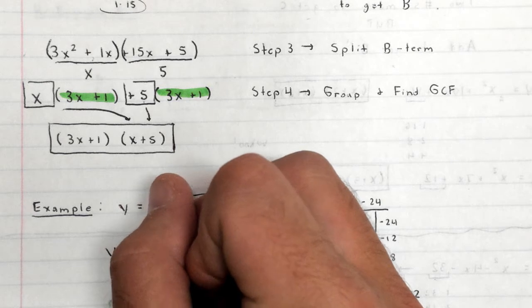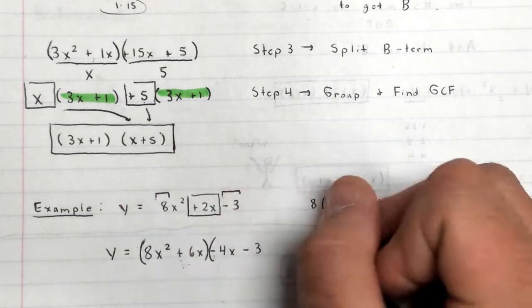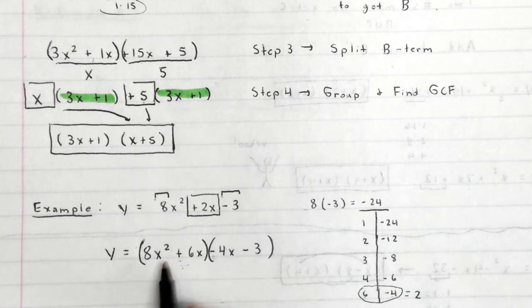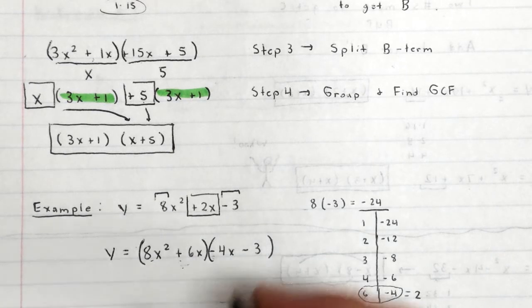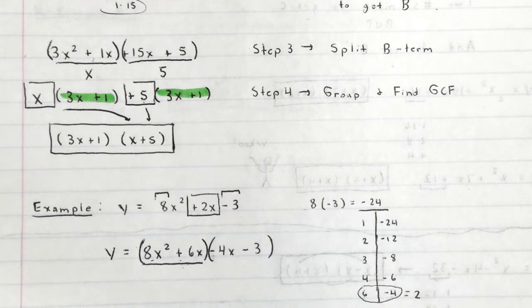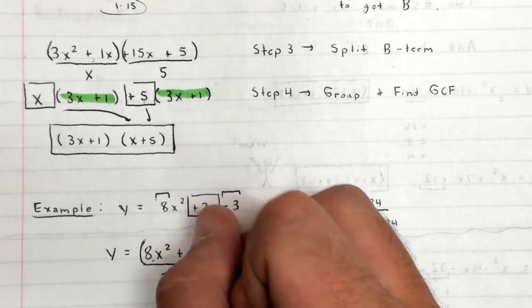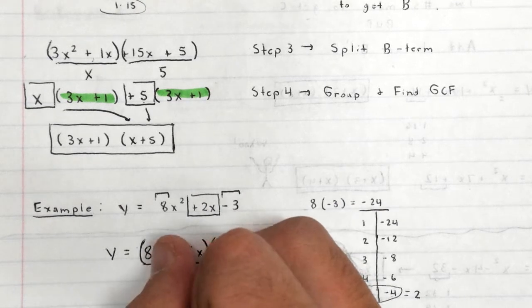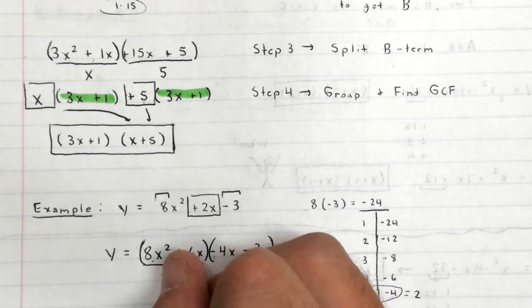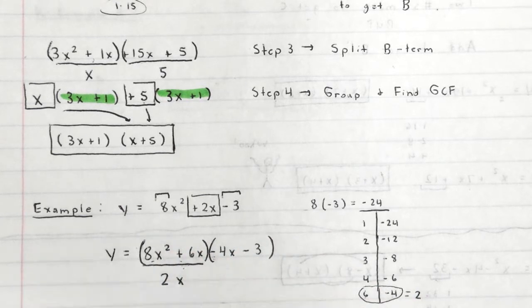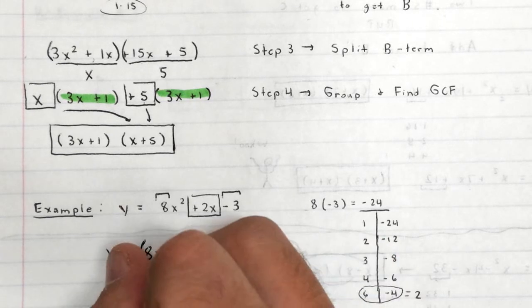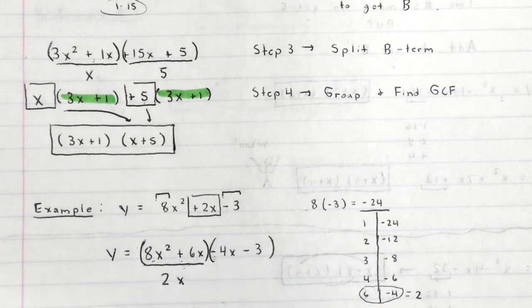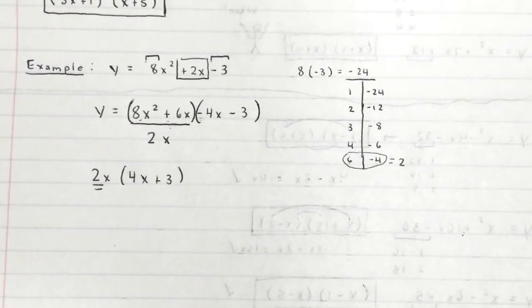From here, I group them and factor. 8x squared plus 6x. This time looks like I've got a number and a variable. I'm going to divide by 2x. 8 divided by 2 leaves me with a 4. X squared divided by x gives me x. 6 divided by 2 is 3. X over x, they cancel. Don't forget, please, make sure that GCF goes on the outside. And I'm now realizing you could not see anything I was doing.